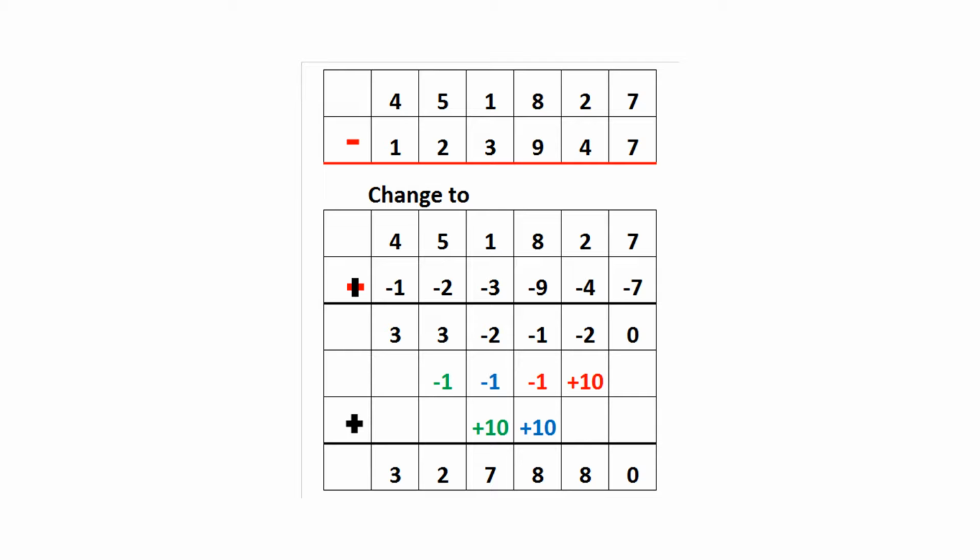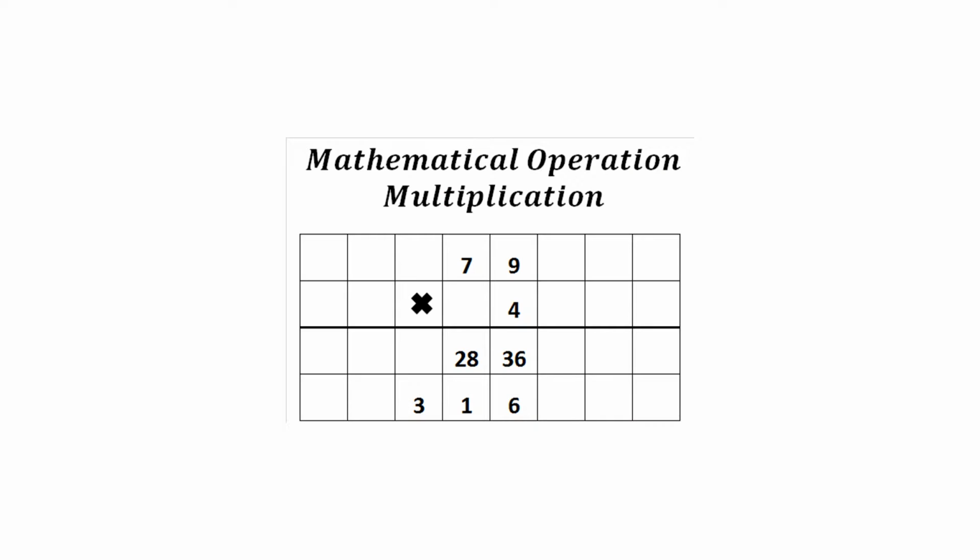It doesn't matter whether you go left to right or right to left. We will start on the right, bring down the 0. We have an 8, and then -2 and 10, that's another 8. -3 and 10, that's 7. 3 and -1, that's 2. And a 3. Our final answer is 327,880.